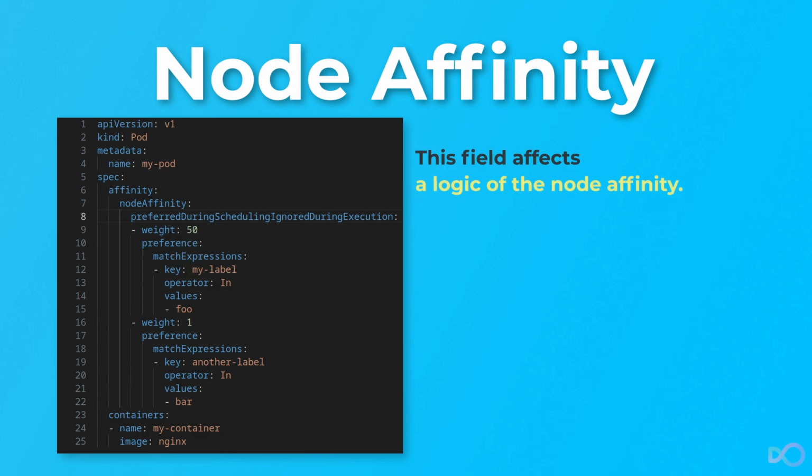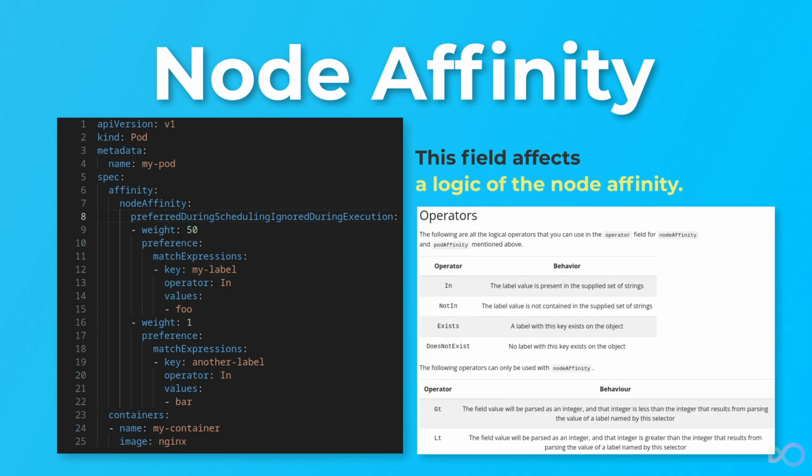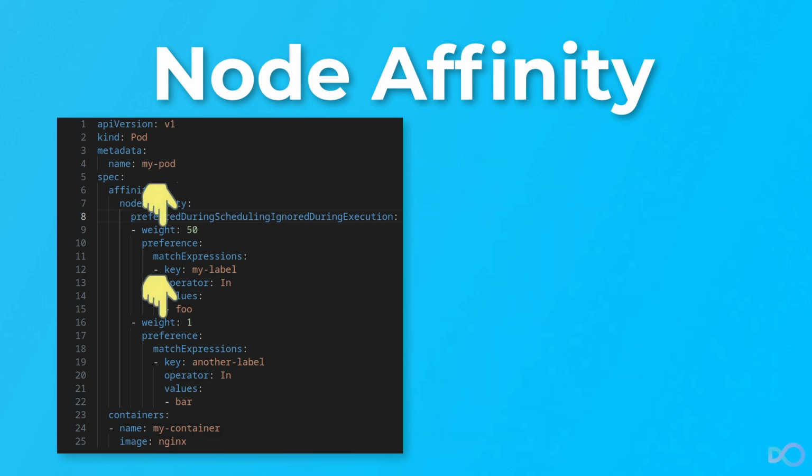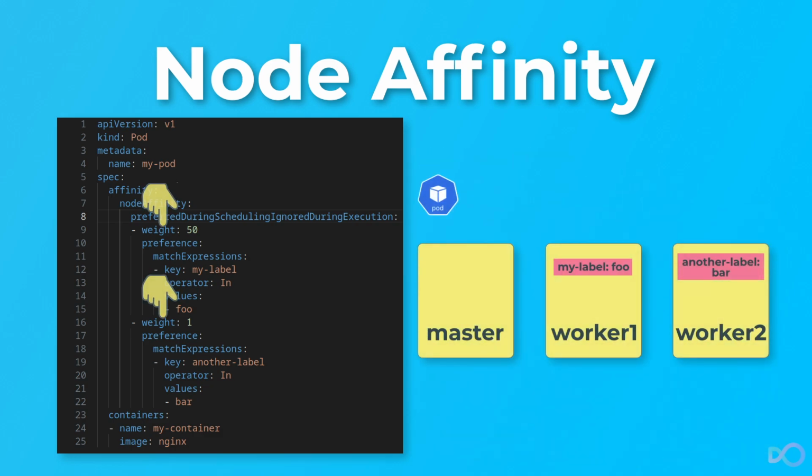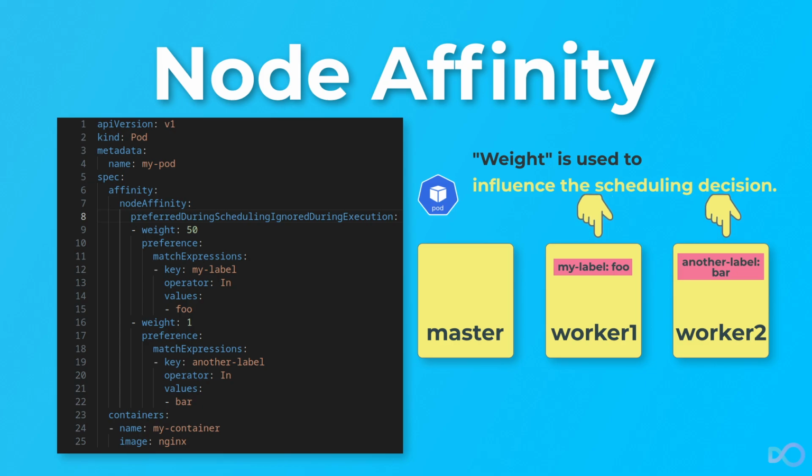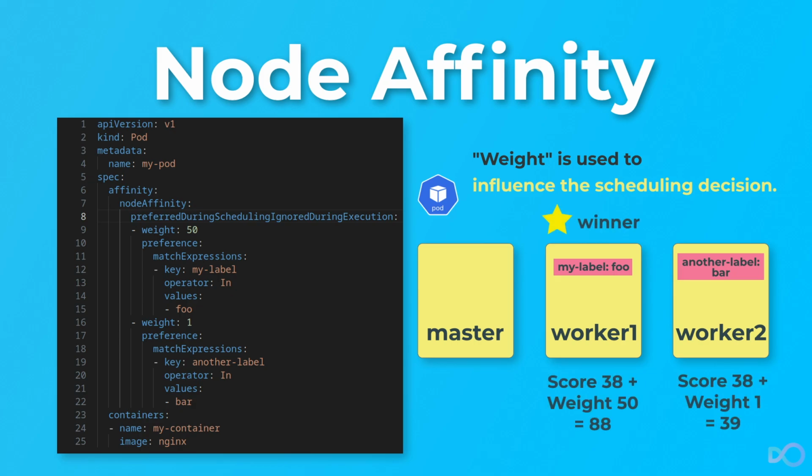As you see, there is a field operator. This field affects the logic of the node affinity. For example, is there a label on the node? The opposite, is there not a label? Possible options are on the screen. You can see an additional field, weight. If two possible nodes match the soft rule, the scheduler considers the weight of each node and adds the weight to the other scores for that node, and schedules the pod onto the node with the highest final score.